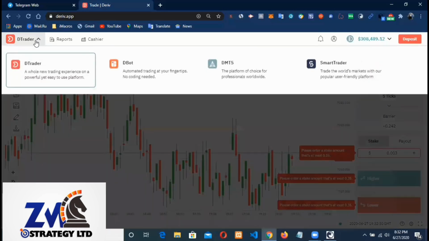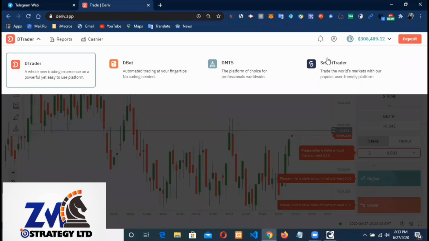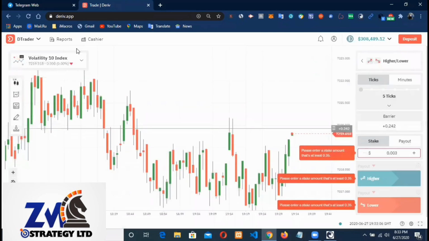So here on this side, you can see that we have about four sections. We have the trade, the bot, the amplify, and we also have smart trader. Here they state that it's a whole new trading experience on a powerful yet easy to use platform. Trade the world market with our popular user friendly platform. Now the difference between this and this is that if you are using smart trader, not all the markets are currently here.